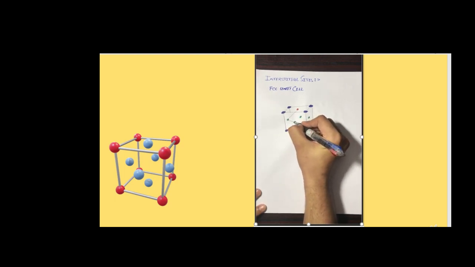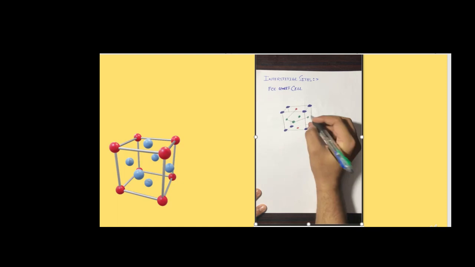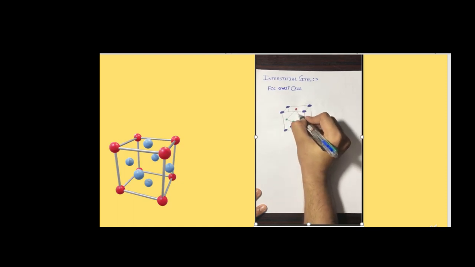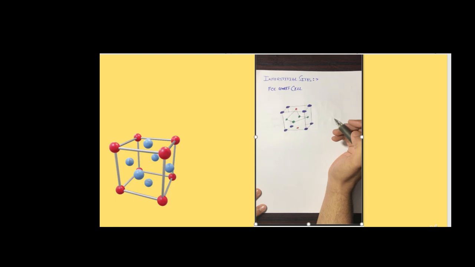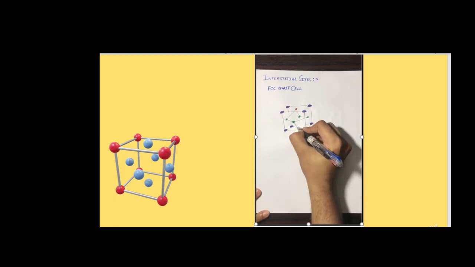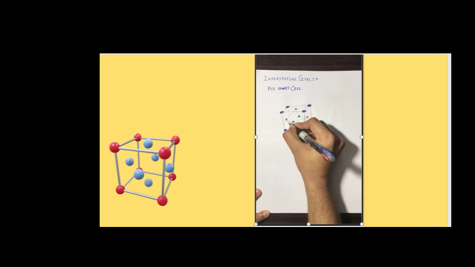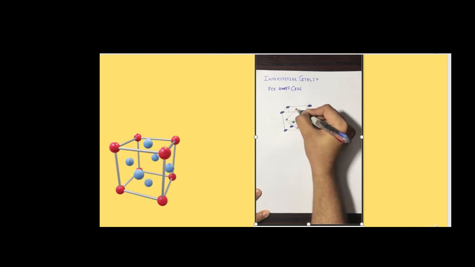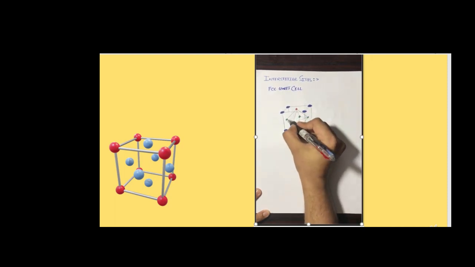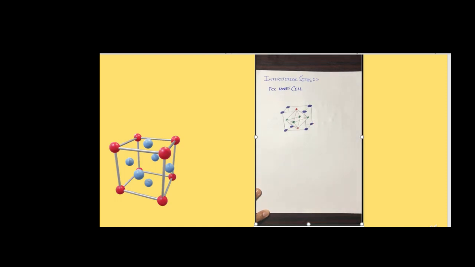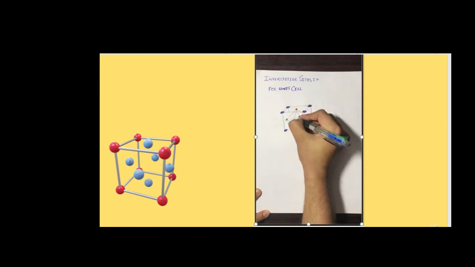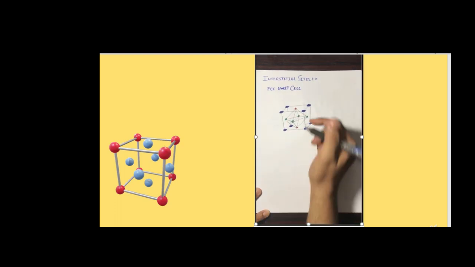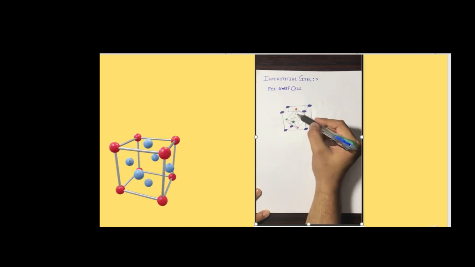We simply combine it with this one, this one, this one, and this one. Right? You just join with this one, this one, this one, and this one, and this one. So you can see here, we have a vacant space for our impurity atom here. This one is called the octahedral site. Here you can see it has 8 faces, 1, 2, 3, 4, 5, 6, 7, and 8.